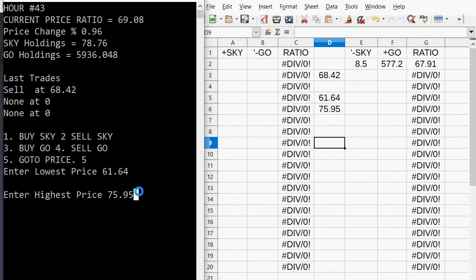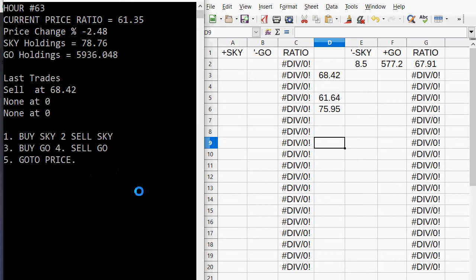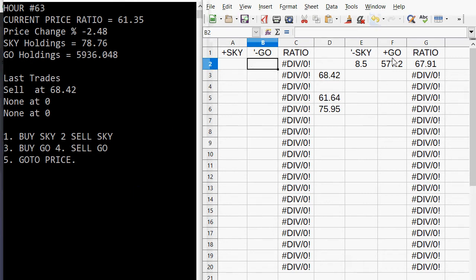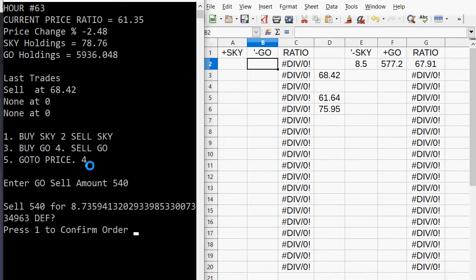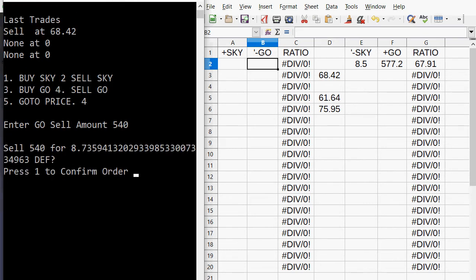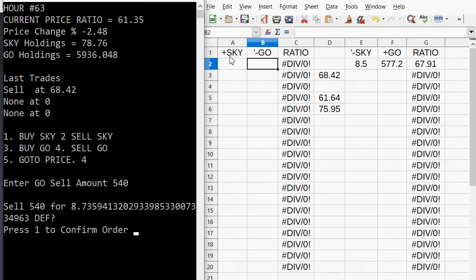Okay, so hour 43 goes to hour 63. So about a day goes by, and the ratio goes down to 61.35. So it's the completion of this trade here. So this will be done. So in this case, we're going to be selling Go. Last time, it was a gain of 577. So if I gain about 500, if I take like 540, that would be 8.75. So you'd say I gain about a quarter or so.